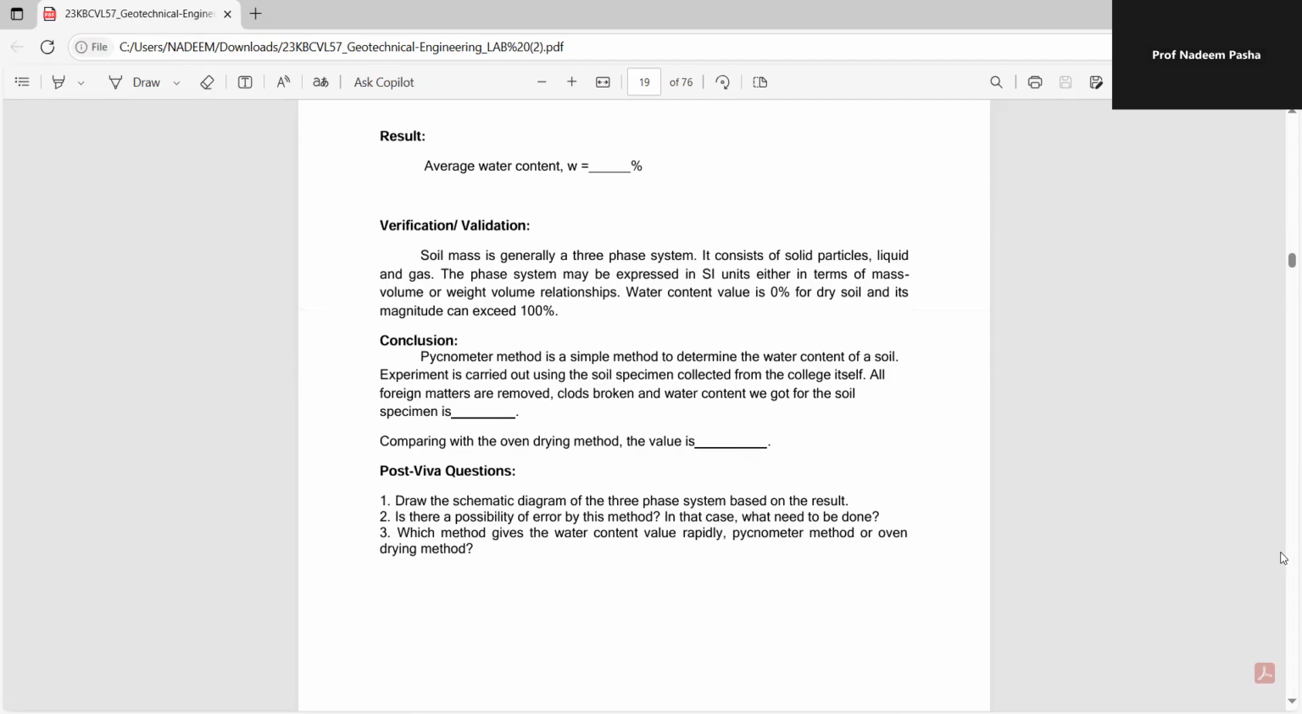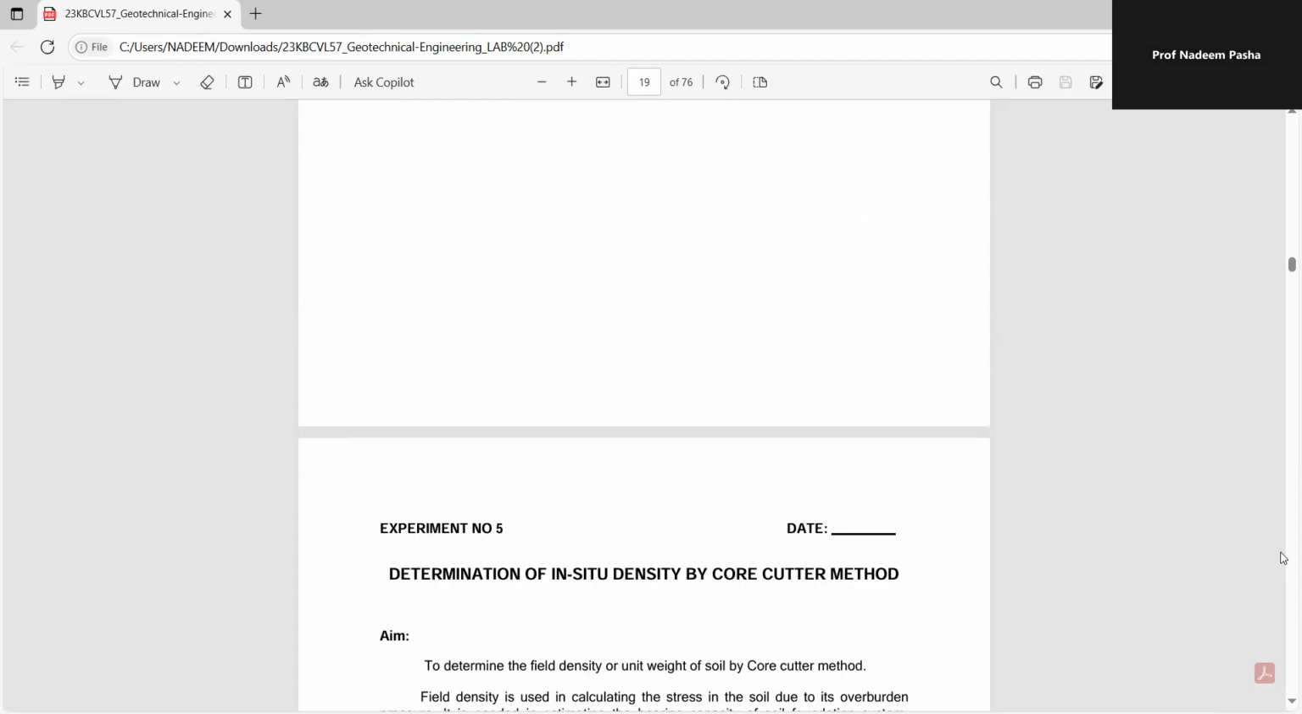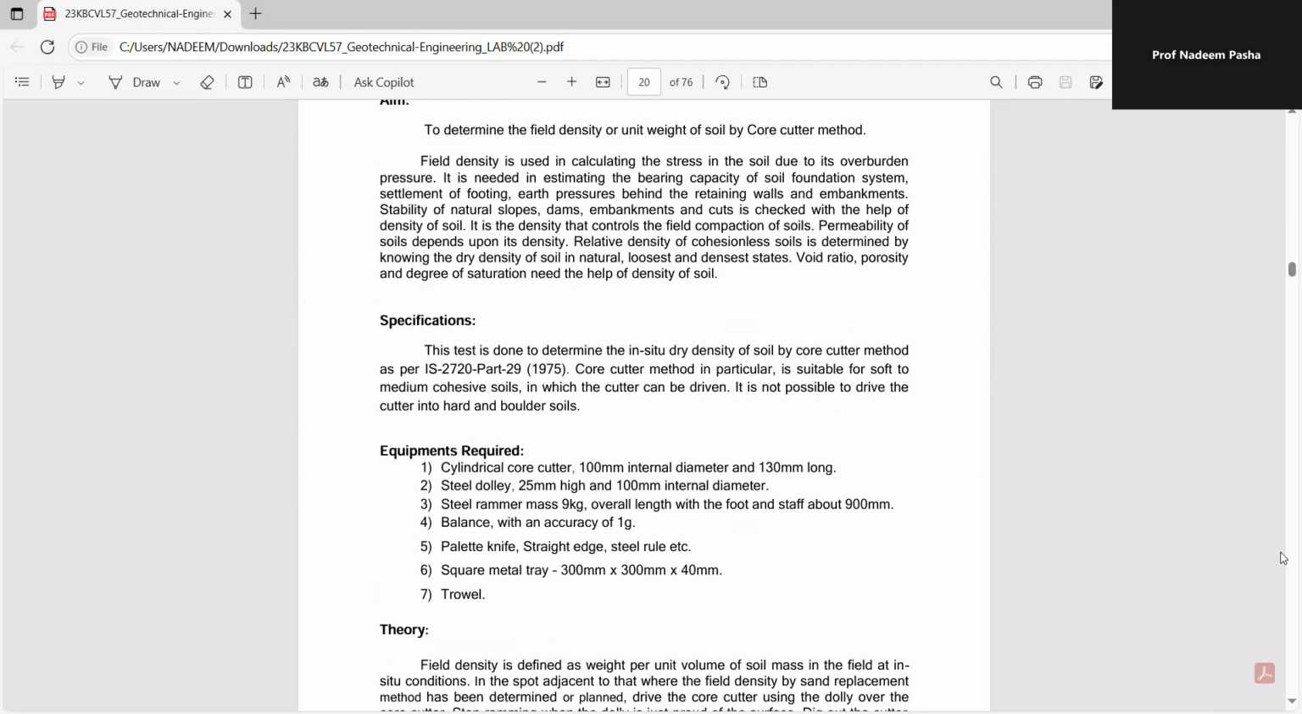Is there any possibility of error? Yes. Due to clods in the soil, there may be error. Which method gives the water content rapidly, pyknometer method or oven drying method? Pyknometer method gives the result accurately and very early.